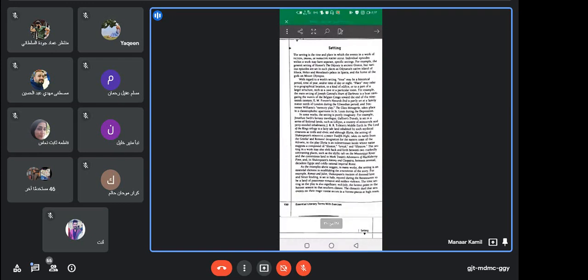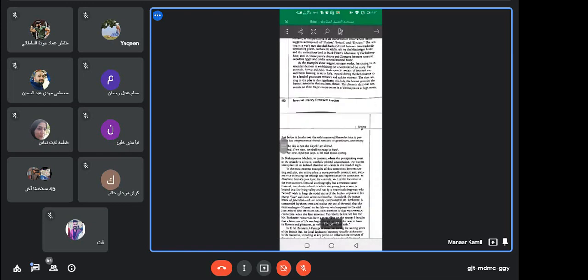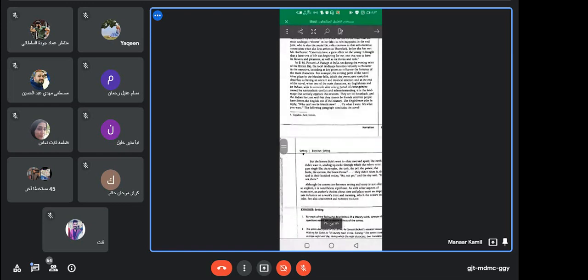Then we have the setting. I told you about setting: it is the time and place in which the events in the work of fiction, drama, or narrative occur. هو ال time وال place بس. That's it for the setting.